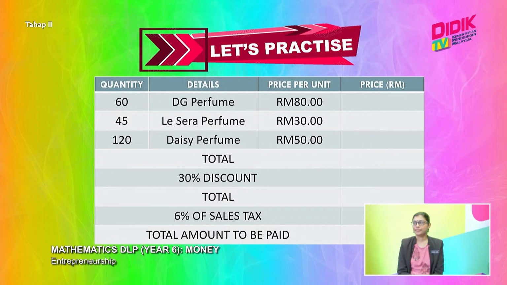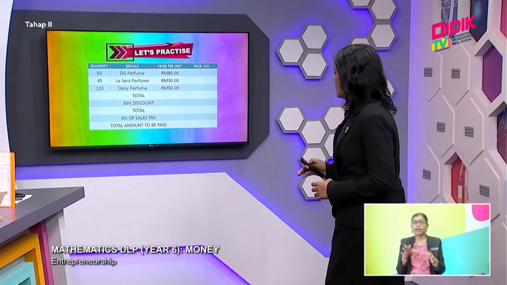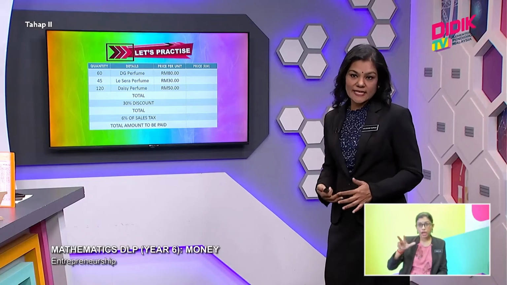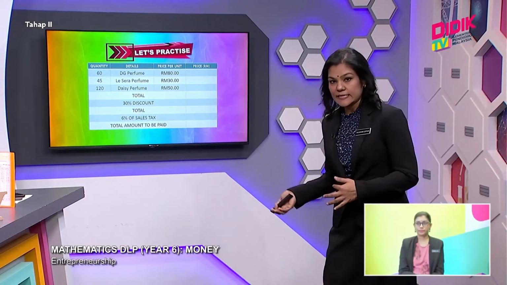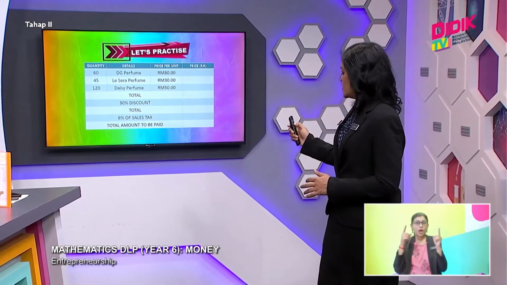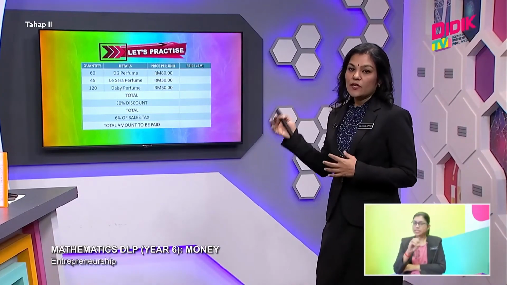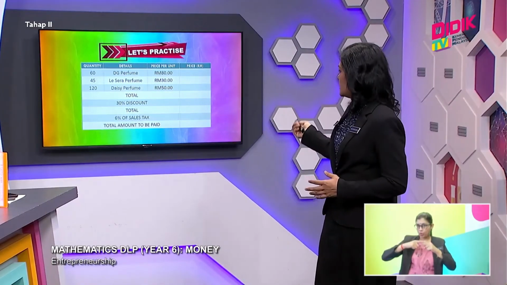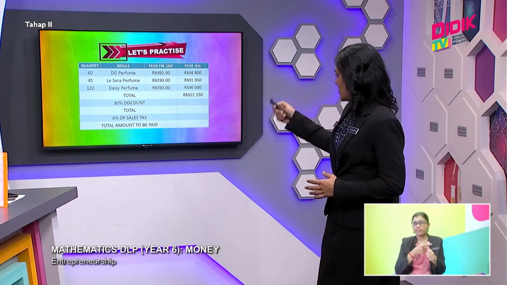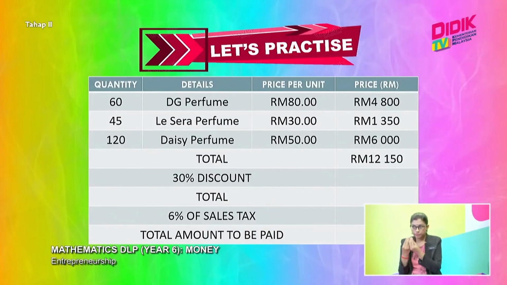Here we have to find the total amount to be paid, but we notice they give you 30% discount. At the same time, you have to pay 6% of sales tax. Remember what we learned about discount and sales tax, kids? How to find it? This is how you are going to pay your bills in your daily life. First we have to find the total for each: 60 times 80, 45 times 30, 120 times 50, you get the total. It's about 12,150.